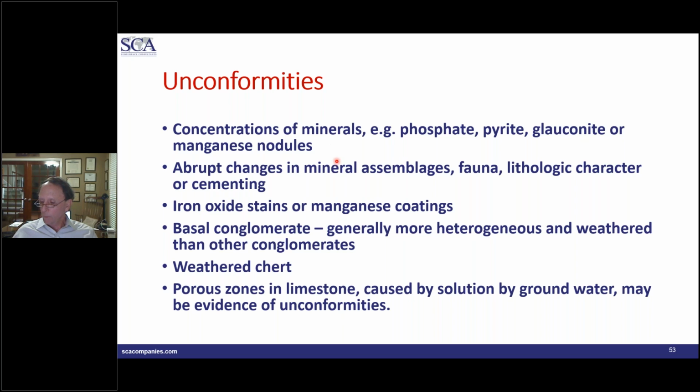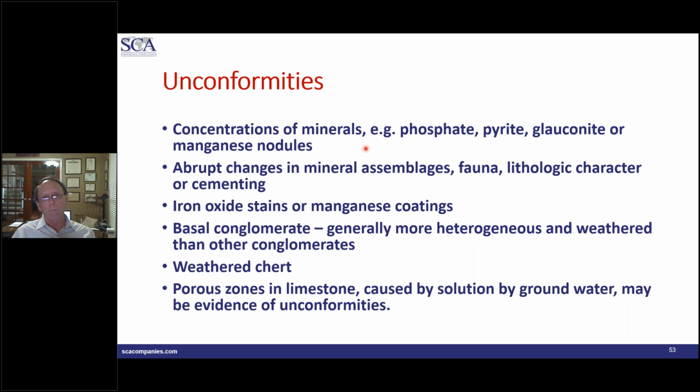We can recognize unconformities. How do we recognize unconformities? Well, you usually see concentrations of minerals along the unconformity. It might be phosphate, it could be glauconite, could be manganese. We'll also see abrupt changes in mineral assemblages. These mineral assemblages or fauna, the lithologic character, or even the cementing, these abrupt changes could mean unconformities. Iron oxide stains or manganese coatings along a boundary can be recognized as unconformities. Often you'll see a basal conglomerate, and these conglomerates are quite heterogeneous, and they may be weathered.